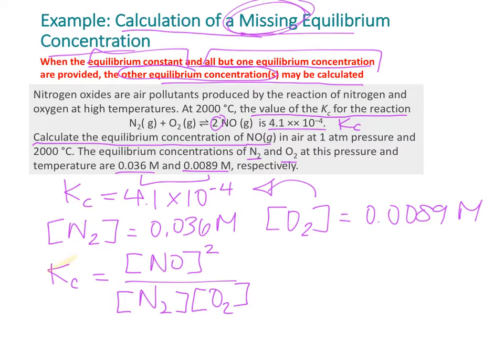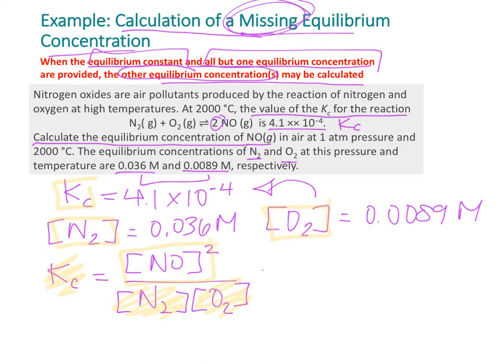So let's highlight what we have and what we don't have. We have Kc right here. We have the concentration of N2 right here. And then we have the concentration of O2 right there. What we're missing is this right here. So we're just going to rearrange this. So some algebra again, coming back to haunt you again. And then solve for x, which is the concentration of NO.